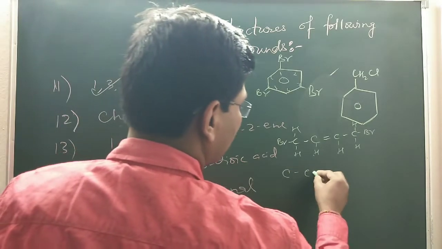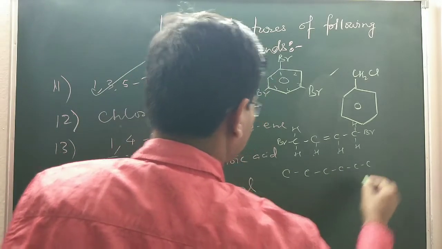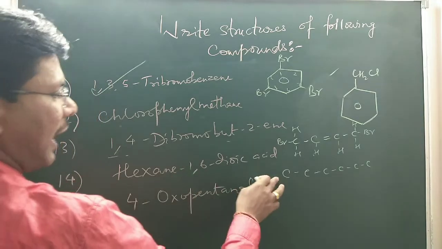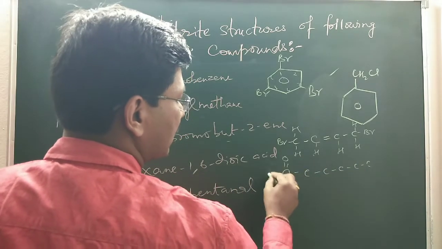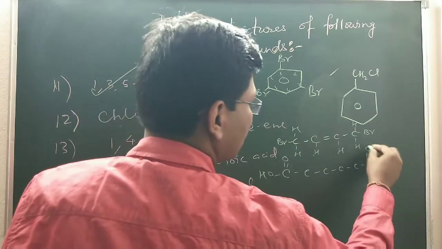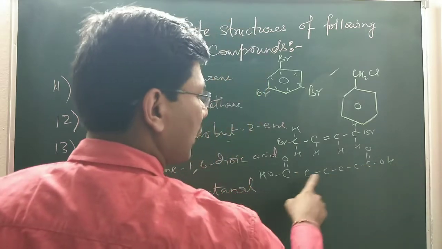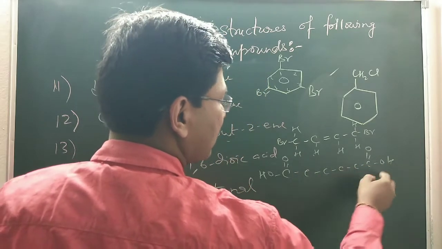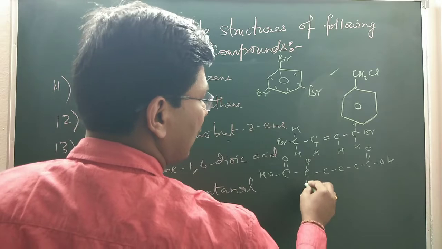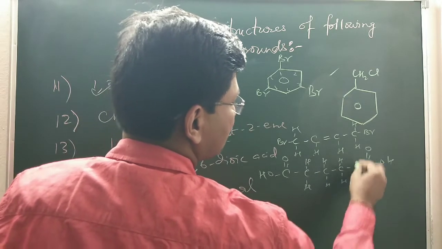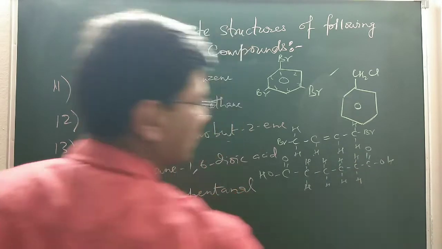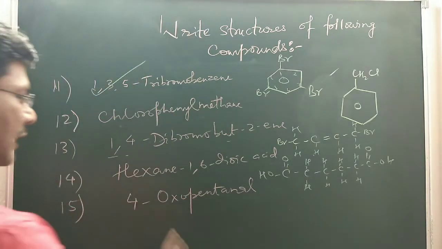Next is hexane 1,6-dioic acid. You write a 6-carbon chain where the last two, that is the 1 and 6 positions, are carboxylic groups. So this is a dicarboxylic acid, with carbons 1, 2, 3, 4, 5, 6. This is hexane dioic acid, also called adipic acid.